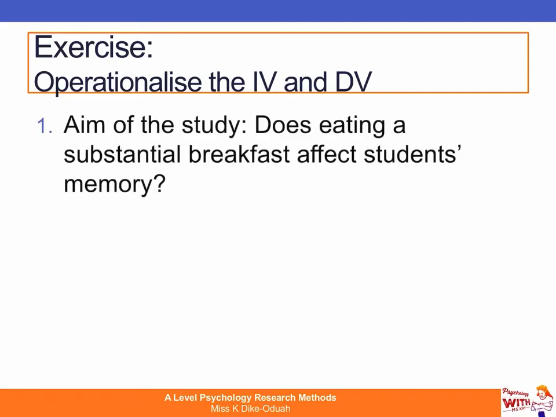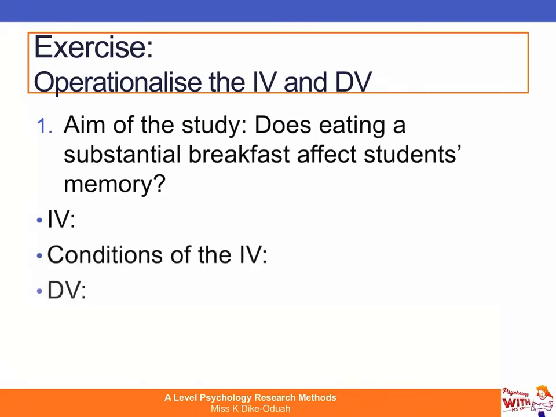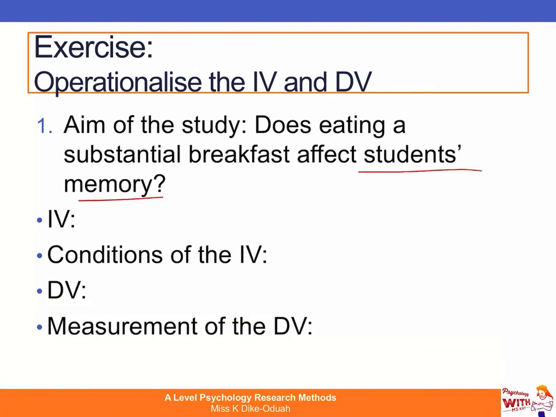So we have the aim of the study. It says, does eating a substantial breakfast affect students' memory? Your independent variable, the conditions of the independent variable, dependent variable, and your measurement of the dependent variable. We need to come up with something. So we can see the aim of the study, does eating a substantial breakfast affect students' memory? Students' memory is going to be our dependent variable, because that is the thing that we are measuring. The independent variable is going to be eating a substantial breakfast.